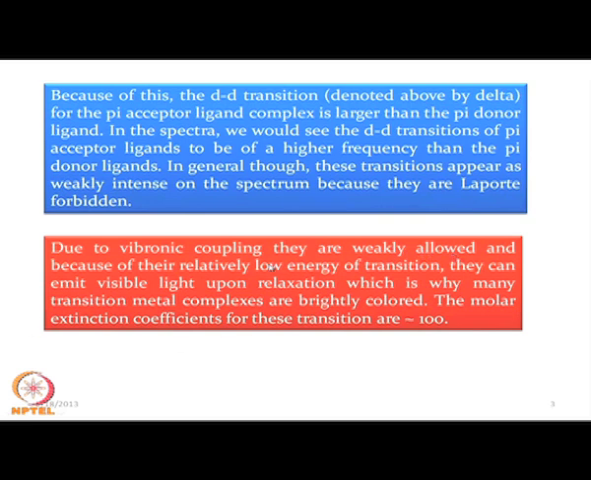So, due to this vibronic coupling, we have a little bit of relaxation of these rules, and the transitions are therefore weakly allowed. The corresponding transition energy is low, and they emit only visible light upon relaxation, which is why many transition metal complexes are brightly colored. But the molar extinction coefficient for these transitions is very small, around 100. That means epsilon max is only of the order of 100, because the absorption values on the y axis of the electronic spectrum are low.